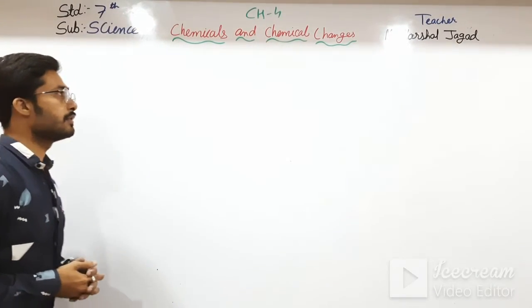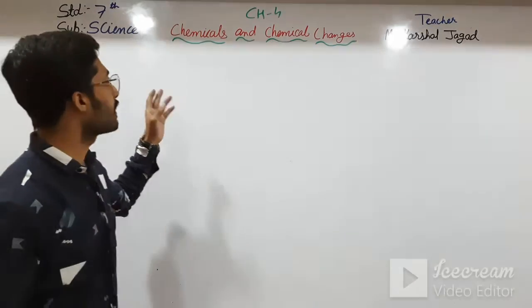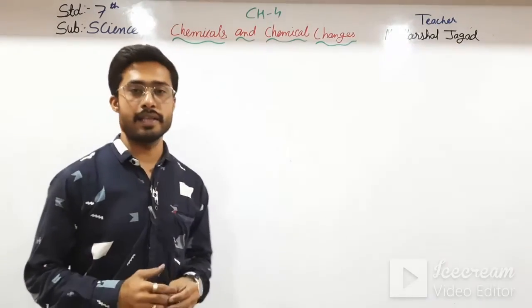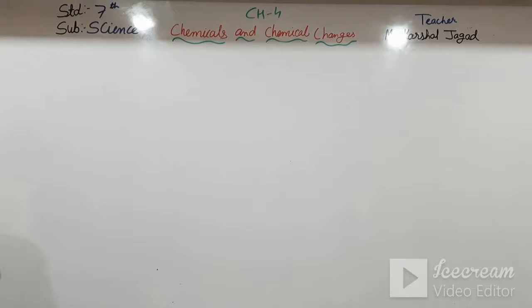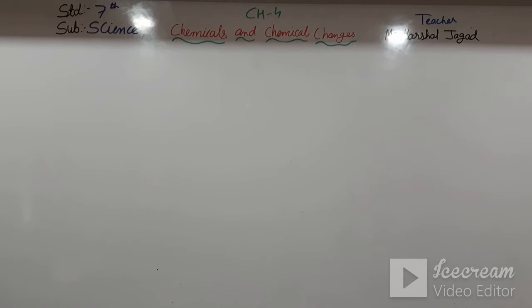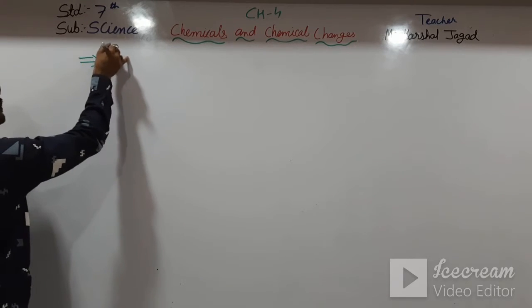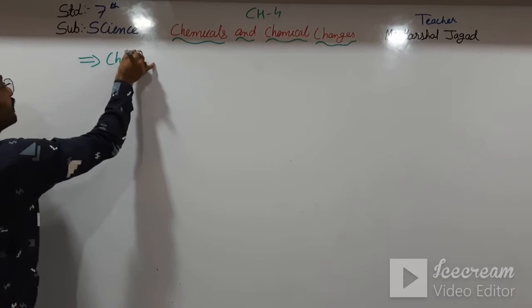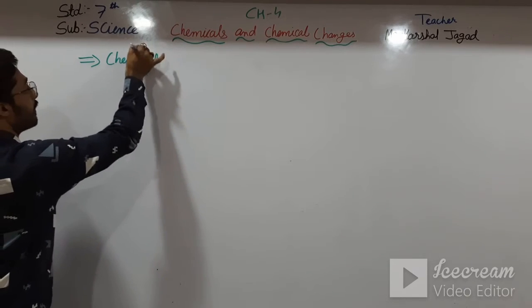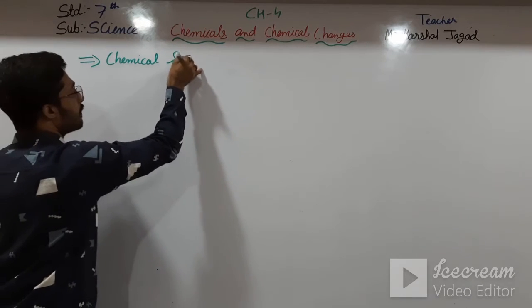In the previous video, we just started the new chapter, chemicals and chemical changes. In that, we saw chemical substances, in that elements, compounds and mixtures. Now, moving forward to chemical symbols. In this video, we will see the chemical symbols.